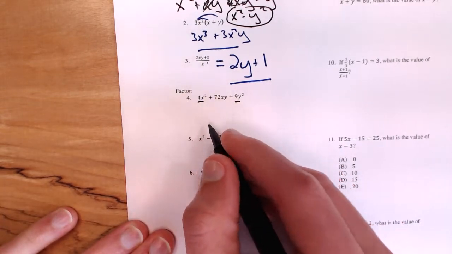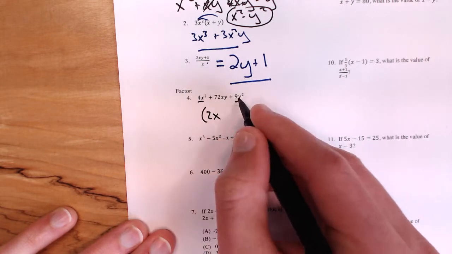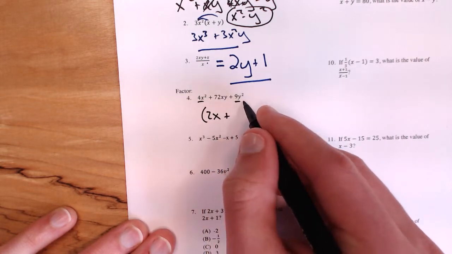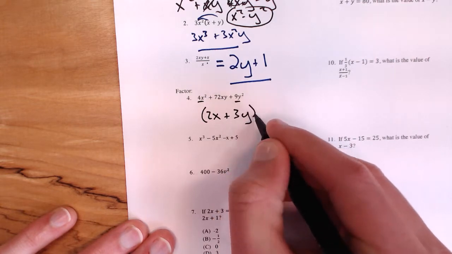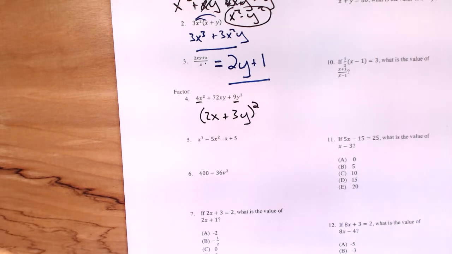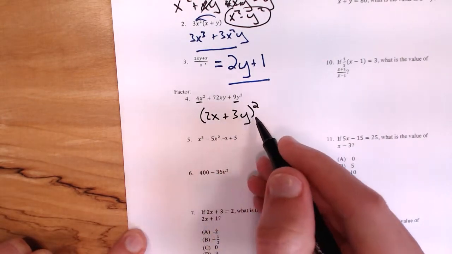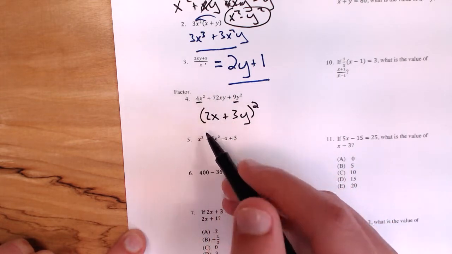Okay, so what is the square root of 4x squared? It is 2x, and then plus, and the square root of 9y squared is 3y. So it should factor like this. It's always good to check these if you have time. The way to check them is just to FOIL. When we FOIL this, the first and last terms will be just fine. Let's check out this middle term though.